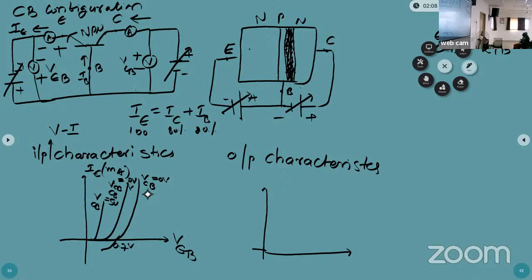Now coming to the output characteristics. To draw the output characteristics, which input parameter do we need to keep constant? Anyone can answer? To draw the input characteristics we kept the output voltage constant. Why? Because the base width is affected by the reverse bias voltage. Base width is affected due to the reverse bias voltage. So that's why we keep the output voltage constant. Now to draw the output characteristics, which input parameter do we need to keep constant?